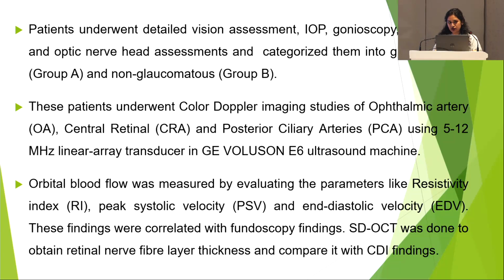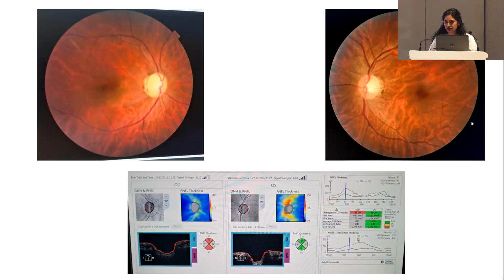These patients underwent a detailed vision evaluation, IOP, gonioscopy, and fundoscopy. Optic nerve head assessments were done and patients were categorized into glaucomatous group A and non-glaucomatous group B. Patients underwent color Doppler imaging studies of the ophthalmic artery, central retinal artery and posterior ciliary arteries. Orbital blood flow was measured by evaluating parameters like resistivity index, peak systolic velocity and end diastolic velocity. These findings were correlated with fundoscopy findings. SDOCT was done to obtain the retinal nerve fiber layer thickness to compare it with the color Doppler imaging findings. This is a fundus photo and RNFL thickness of a patient.